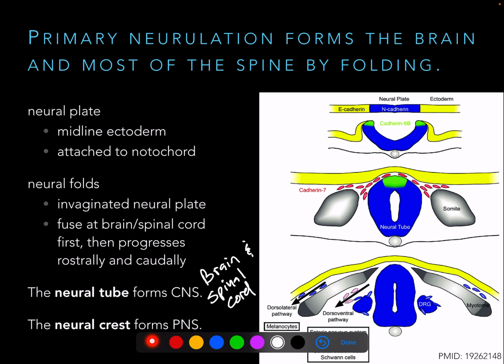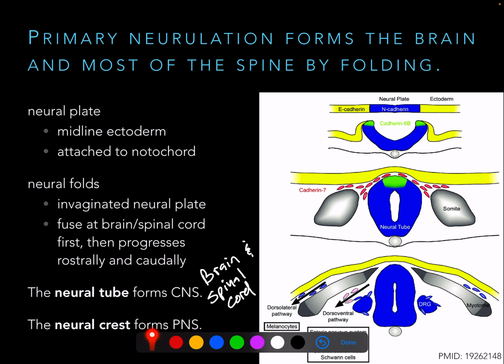But that's not all of our nervous system. Some of these nerve cells need to migrate away and go live in different parts of the body. That's where the neural crest comes in. And I like to think of these as crumbs. So sometimes I'll just, in my head, call them neural crumbs, but they're called neural crest cells.